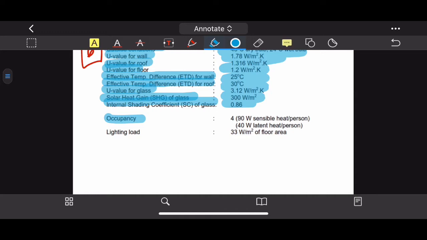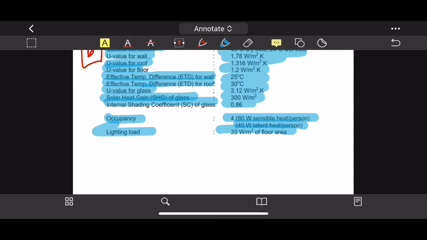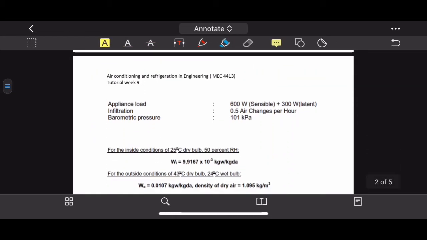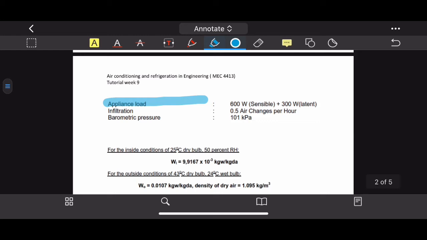Last one, occupancy. There are 4 people there. One person will produce 90 watts of sensible heat and 40 watts of latent heat, and the lighting load indoors is 32.3 watts per meter squared of the floor area. Let's go to the answer. Very simple. Oh, there's some more. Appliance load, that means all the equipment inside the house, is 600 watts sensible, 300 watts latent.